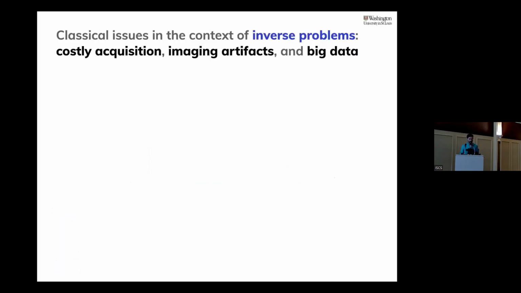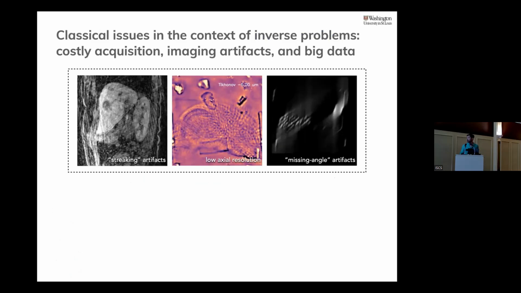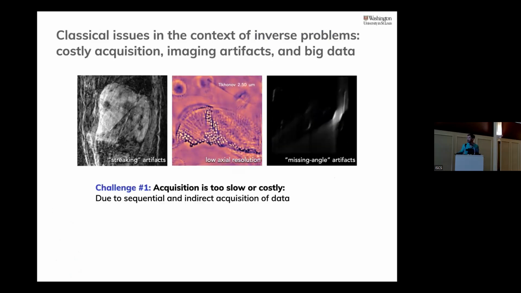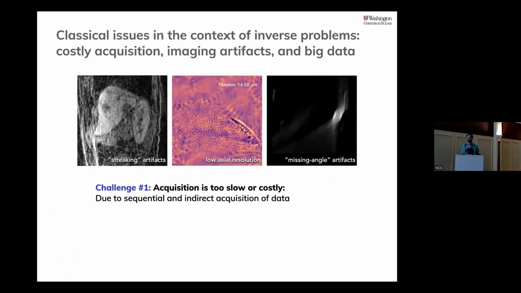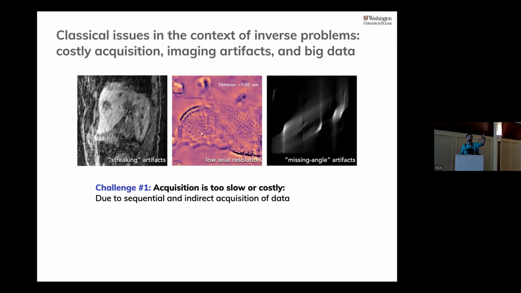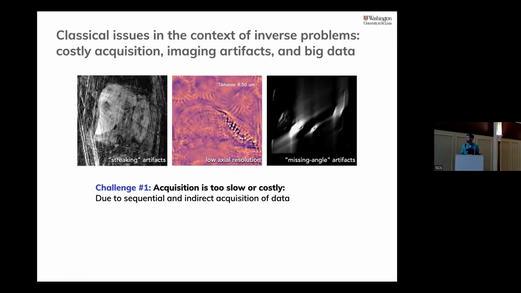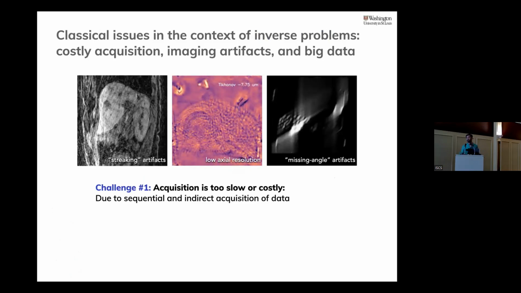All right, so there are classical issues that we would like to address, and that will be the motivation for my talk. So the classical issues in imaging and problems: first is that acquisition is usually too slow or costly, right? I gave you an example. Usually it's because of sequential and indirect acquisition, right? In IDT, you get intensity images; in MRI, you get frequencies, and it's sequential. You trade off the time to quality, right? That's the reason it might be too slow. And the costly might be the cost of the sensing and so on and so forth.